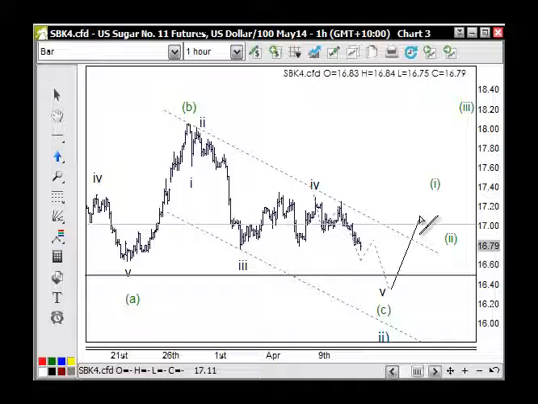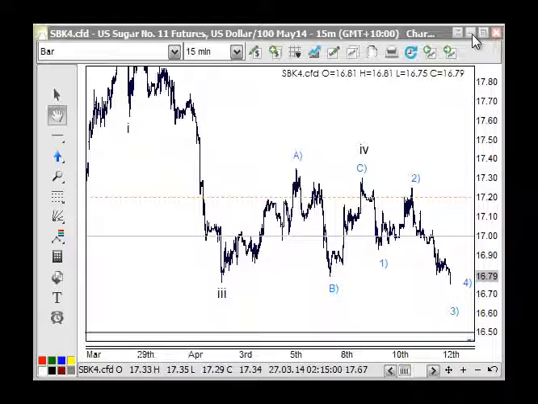But don't jump the gun, because as I mentioned, there is a possibility that we could be heading into a very fast move to the downside here. And yes, you can short that down to the 1650 if you wanted to. There's still more downside to come from here.